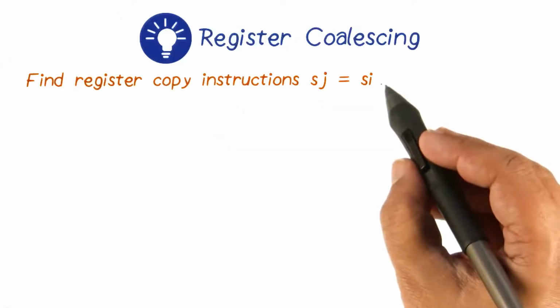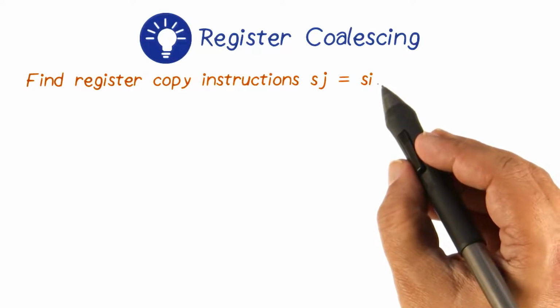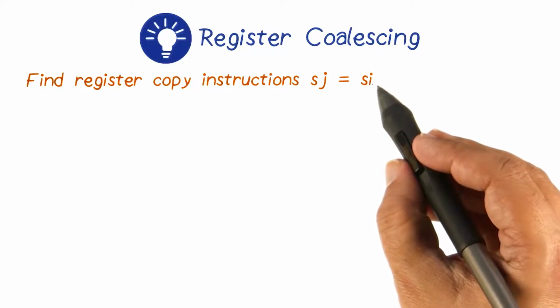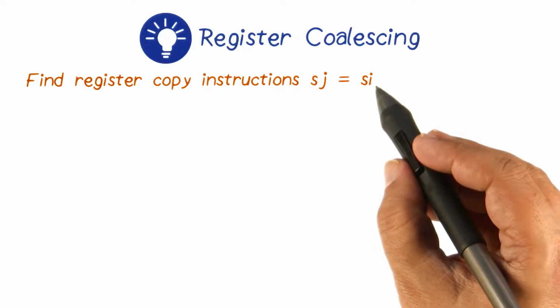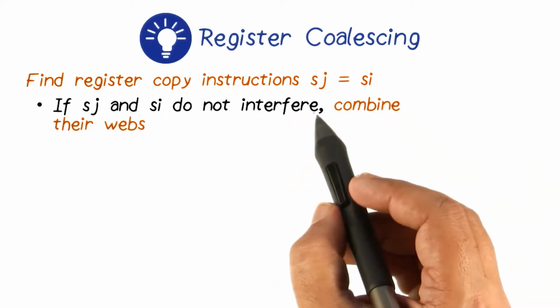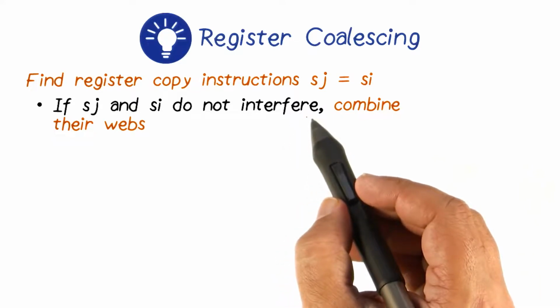So let us take a look at what is called register coalescing. In many instructions, we have register-to-register copying. That is mainly because of multiple reasons, such as procedure calls, assigning the actual parameters to the formal parameters, many copy instructions that are not removed by the compiler, and so on. So the goal here is to reduce or remove these register copy instructions. And the key idea is if Sj and Si do not interfere, then combine their webs into one and give one register to them as against two different registers.